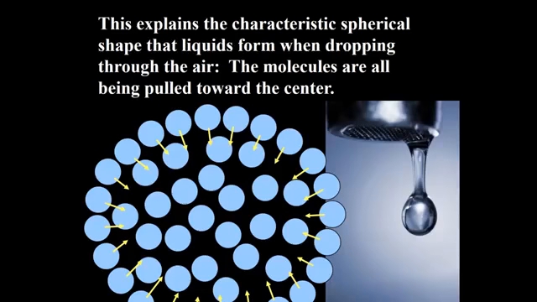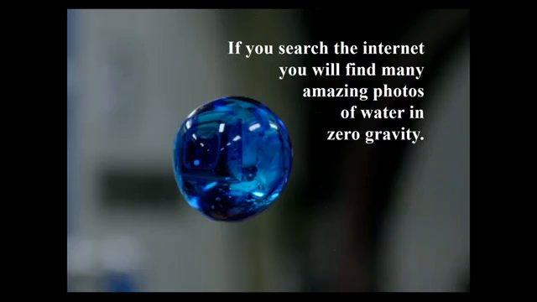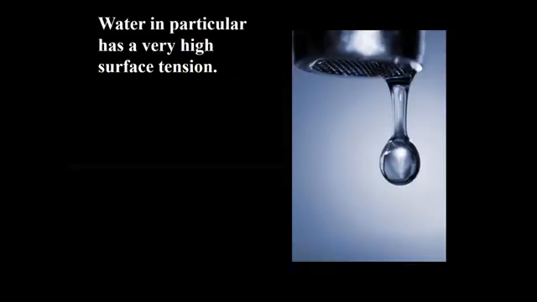Here we see water dripping from a faucet. If this does not look familiar to you, turn on your faucet at home with very little pressure and see what happens. Or do an internet search for the behavior of water in zero gravity to get a great view of surface tension. Water in particular has a very high surface tension.